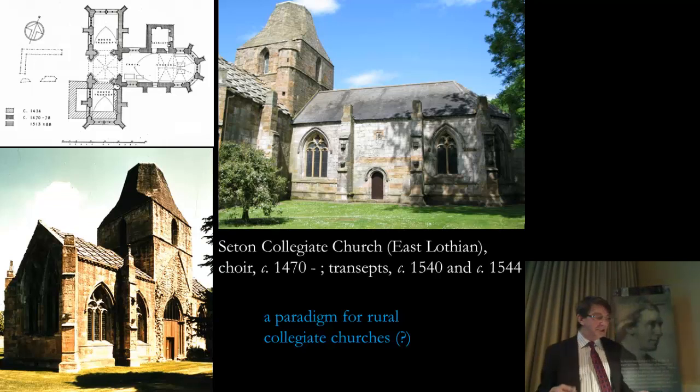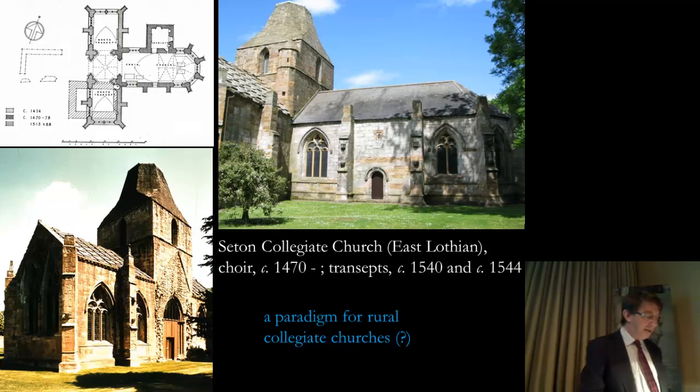But then the family rose in status, and the first of the Setons, who was called to Parliament as a parliamentary lord, the first Lord Seton, started building what he intended to be a collegiate church. Unfortunately, the collegiate foundation wasn't finalised for quite some years, but he started by building this collegiate choir onto the east end of the church, and it was just simply attached to the east end of this rectangular church.